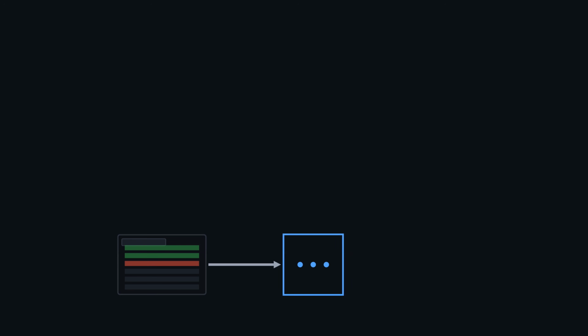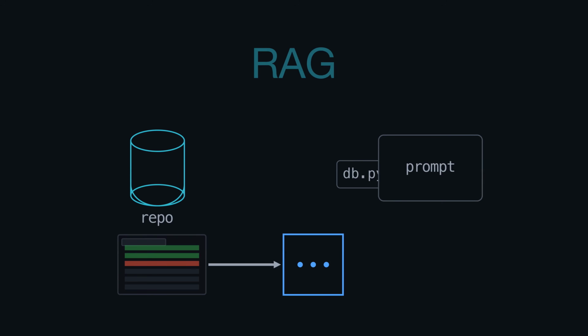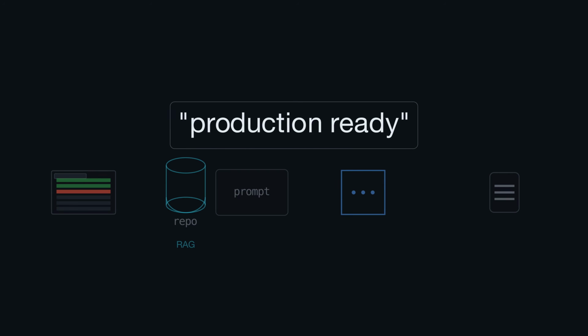And okay, we can do something else as well. We can also add RAG. We can pull some relevant files from the repository, stuff them into the nice little prompt, and then we can call that production ready, right?